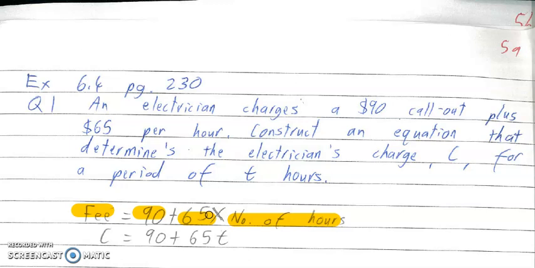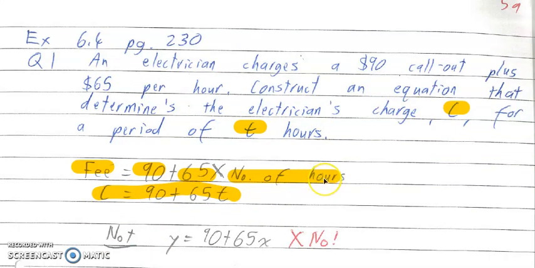So it tells me to use the letter C to represent how much the electrician charges, no pun intended, and T to represent time. So C equals 90 plus 65T. This is my equation. Note, this is not how we would write it. We would not write it in terms of y and x because the question tells me to use C and T. I would not use y and x. If I did that, I would lose half a mark.